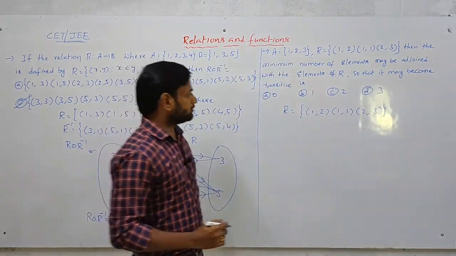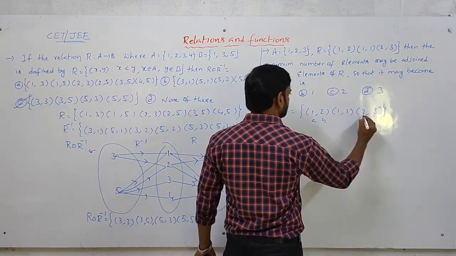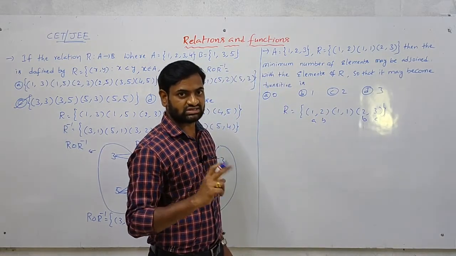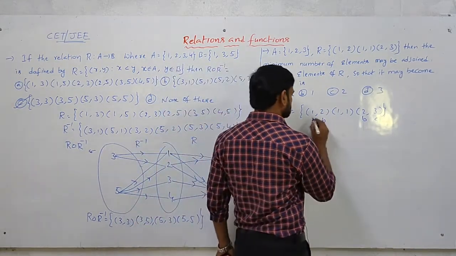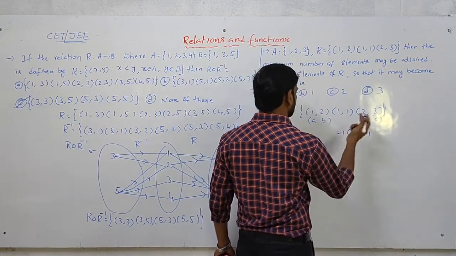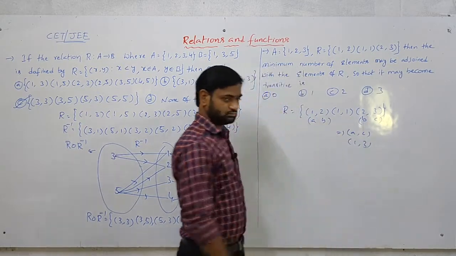See here. R equals 1 comma 2, 1 comma 1, 2 comma 3. Now 1 comma 2 is there and 2 comma 3 is there, so A comma B, B comma C. I want to make this transitive. Remember that word, transitive. A comma B, B comma C gives A comma C. What is A comma C? It is 1, 3. Is 1, 3 in this set? No.